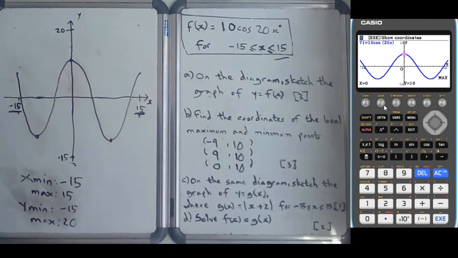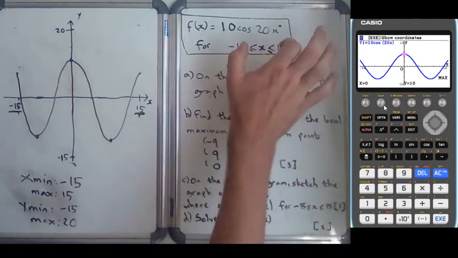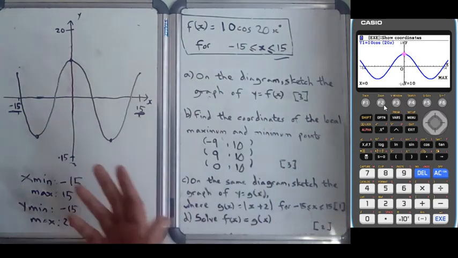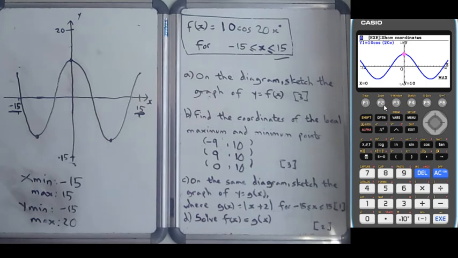Part C, on the same diagram, sketch the graph of y equals g of x, where g of x equals the absolute value of x plus 2 for x is greater than or equal to minus 15 and less than or equal to 15. So it's very handy. It's given us exactly the same domain, so that helps, especially when it wants us to sketch on the same diagram. So we're just going to go straight to the calculator and we're going to type this in.